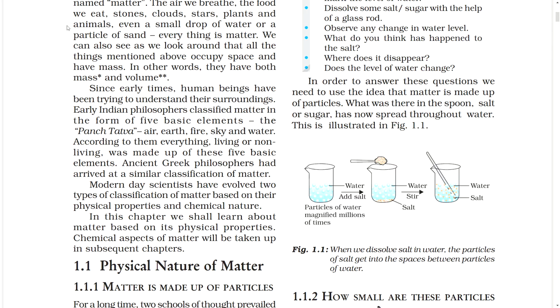Modern day scientists have evolved two types of classification of matter based on their physical properties and chemical nature. In this chapter, we shall learn about matter based on its physical properties. Chemical aspects of matter will be taken up in subsequent chapters.